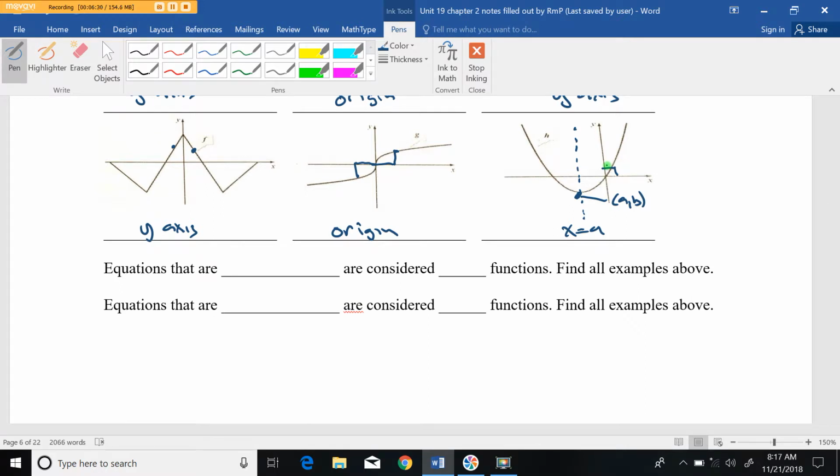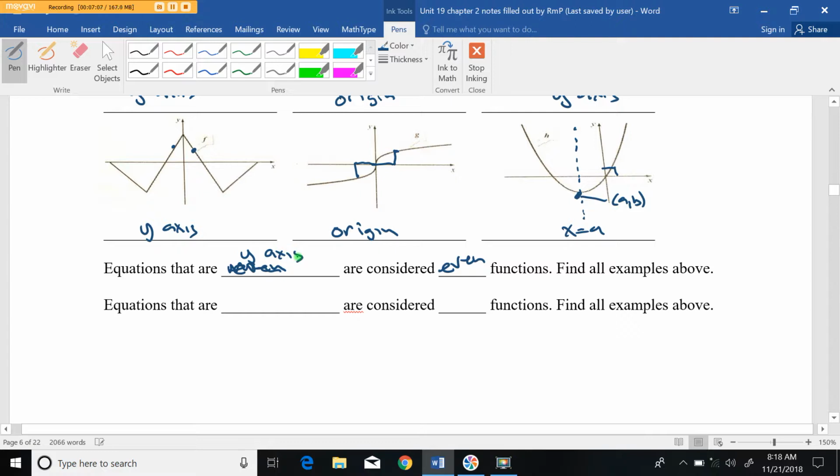Okay, where it says equations that are considered functions, find all examples above. Not having written this, I'm not sure what they mean, but I think it's referring to properties called evenness and oddness. When functions are even, they are symmetric about the y-axis. Functions that are symmetric about the origin are called odd functions. And again, I'll make another video about what these mean.